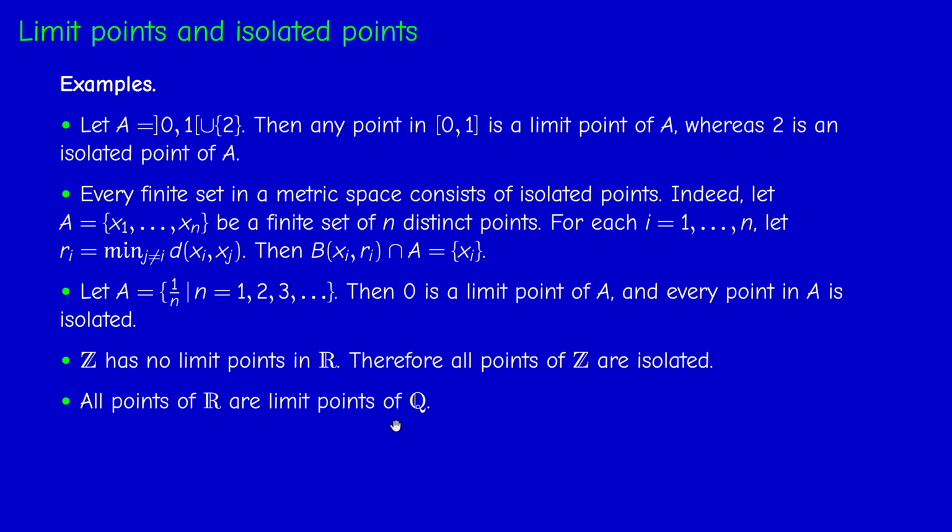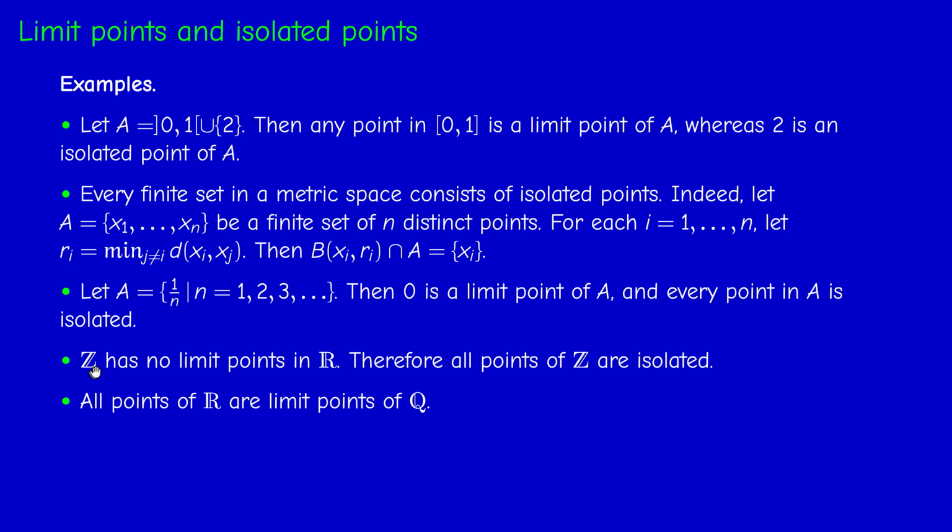Because if you take any real number x and you take a neighborhood (x minus epsilon, x plus epsilon), then it contains infinitely many rational numbers. So it meets Q at points different from x. Okay, so this is straightforward. This is unlike Z.